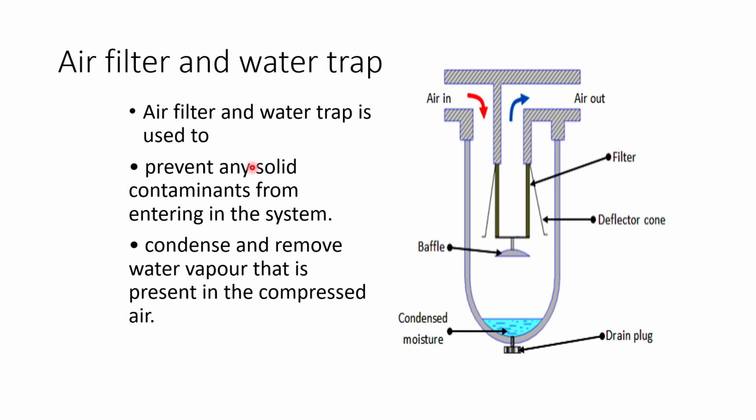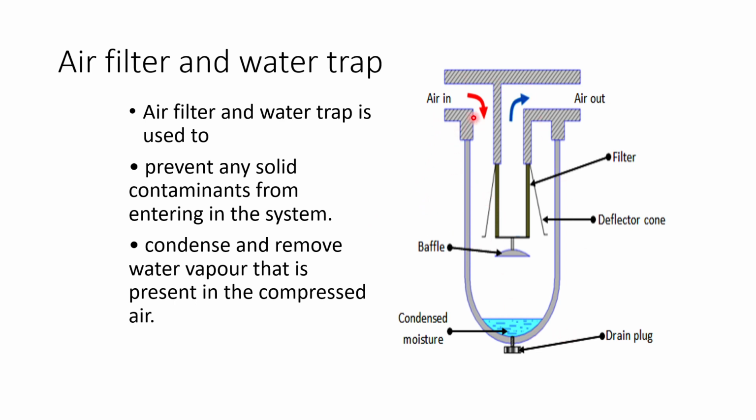So let us see how the air filter and water trap works. The air filter and water trap is used basically to prevent any solid contaminants from entering the system. It removes the condensate, the water vapor present in the compressed air. So let us see the construction.